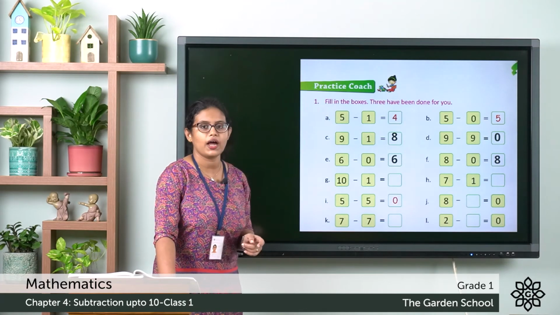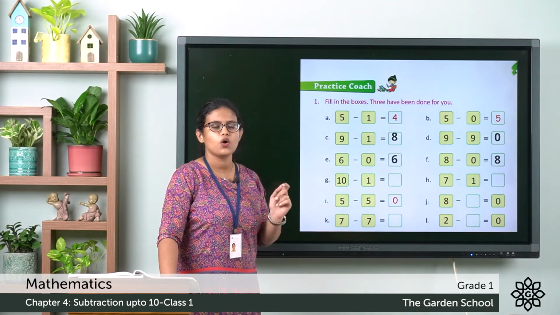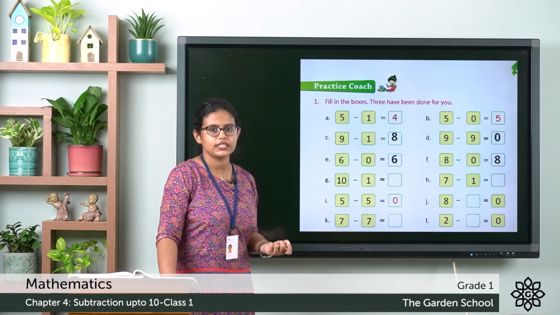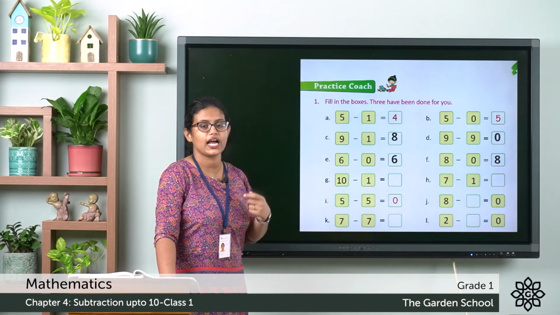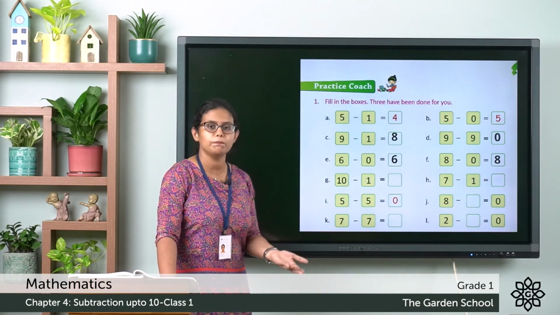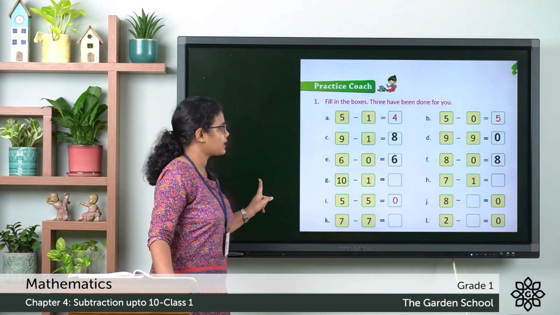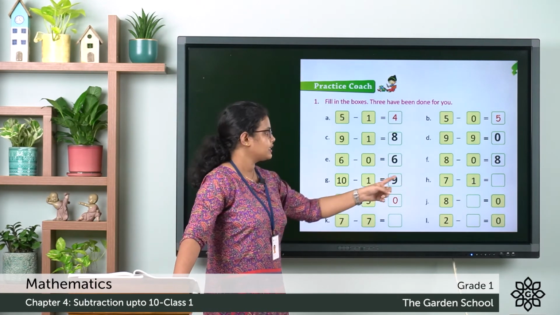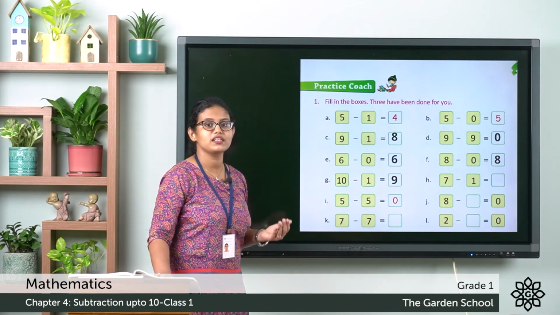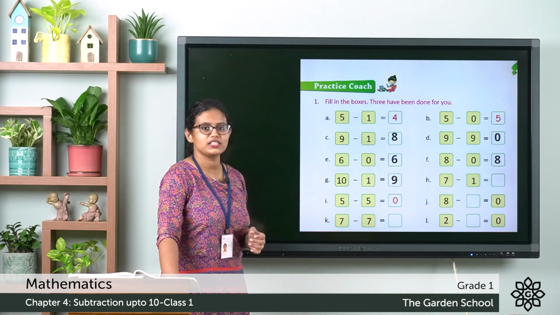Then 10 minus 1. When you subtract 1 from a number, you get the number just before. The answer is the number just before. So which number comes before 10? 9. So what is 10 minus 1? 9. See the next one. 7 minus 1. So what is 7 minus 1?